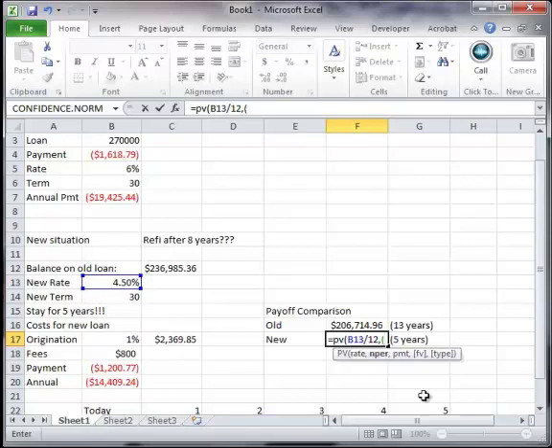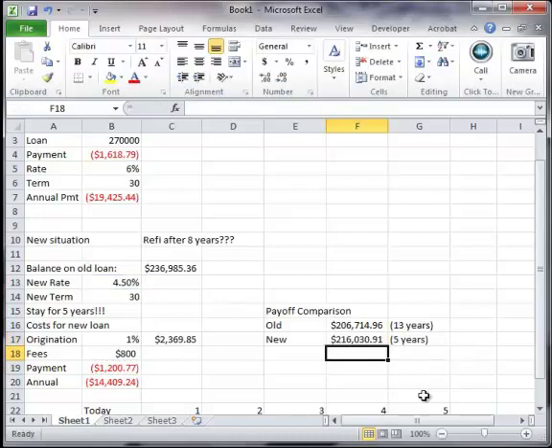It's going to be our 30 minus our 5, and to turn that into months, we're going to multiply that by the 12, and then we're going to get our payment from our new loan, which was that $1,200.77. And this is going to be the payoff of the new loan after only 5 years. Now you notice we got about a $10,000 difference between those, and the new loan is going to be higher. That's a bad thing, because the decision we're looking at is comparing the old to the new. So we're just going to take the new minus the old, and it's about $9,300, and that's a negative number.